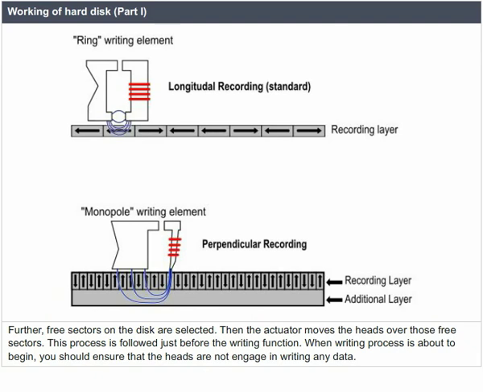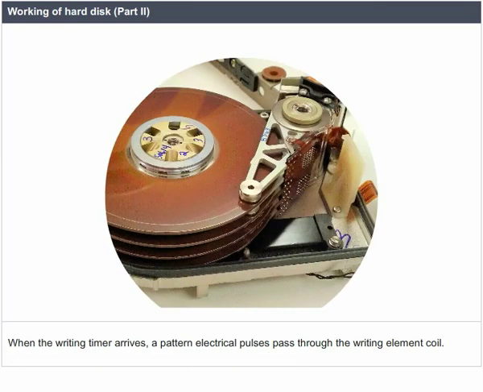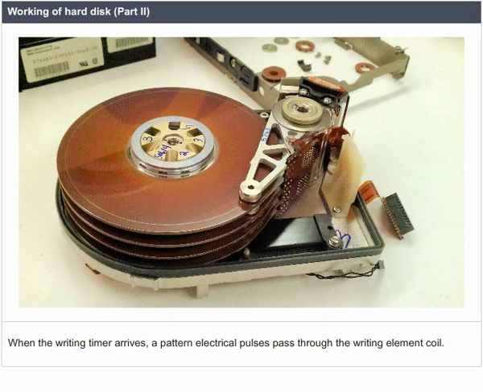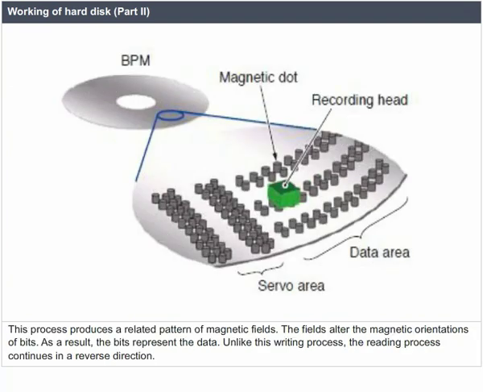When the writing process is about to begin, you should ensure that the heads are not engaged in writing any data. When the writing time arrives, a pattern of electrical pulses passes through the writing element coil. This process produces a related pattern of magnetic fields. The fields alter the magnetic orientation of bits. As a result, the bits represent the data. Unlike this writing process, the reading process continues in a reverse direction.